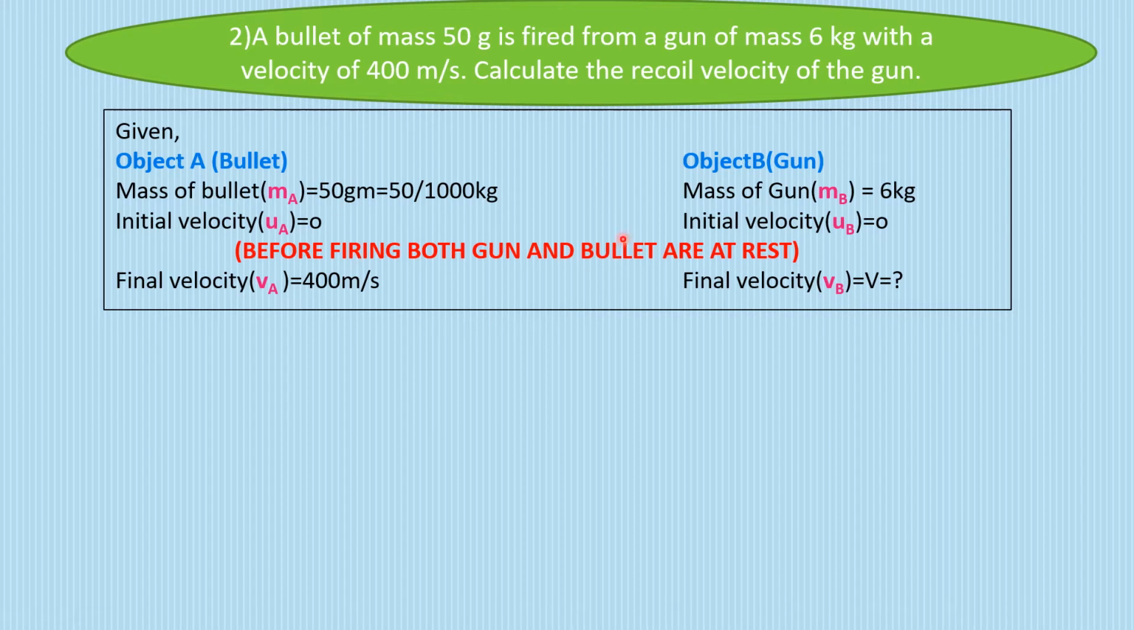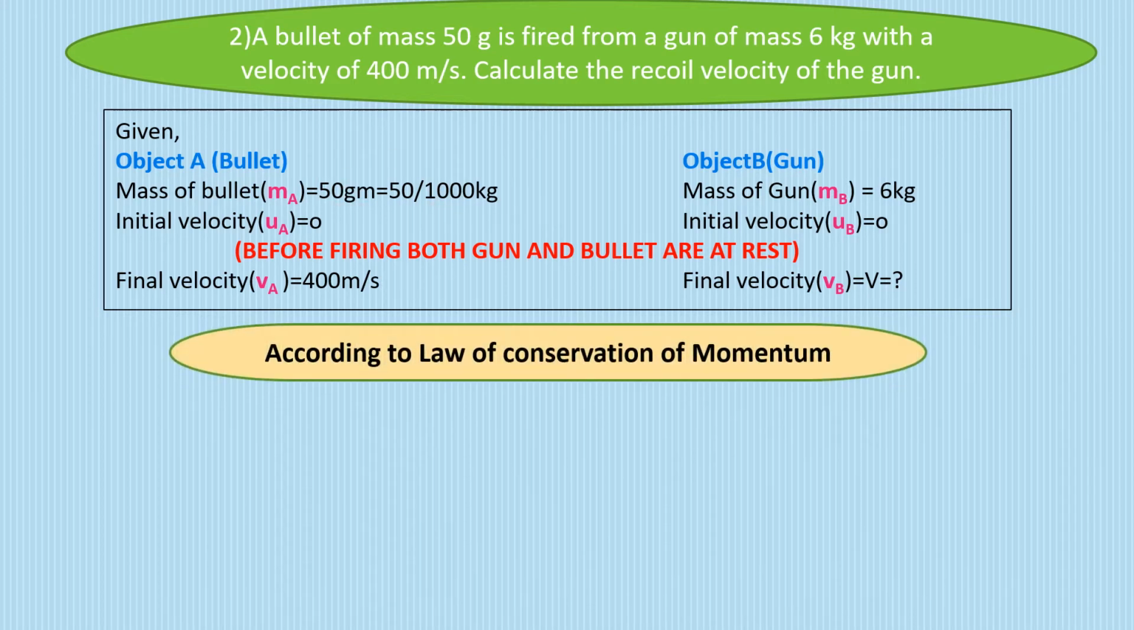Now once you've written all the information, we'll check if everything is in SI units or not. If not, we'll convert it. This gram I've converted into kgs. Now we'll apply the formula, which is the law of conservation of momentum. Whatever I've written here, you have to mention. Whenever you're taking something as 0 that is not mentioned in the question, you have to write down the information related to the thing that you are deriving from the question.